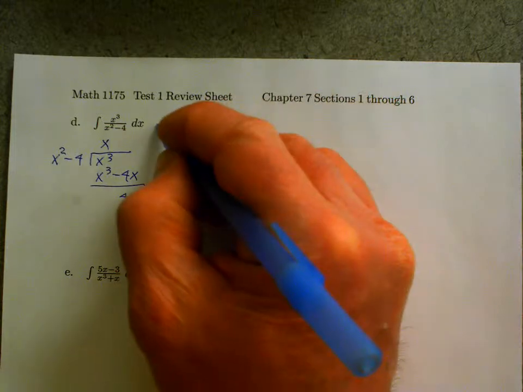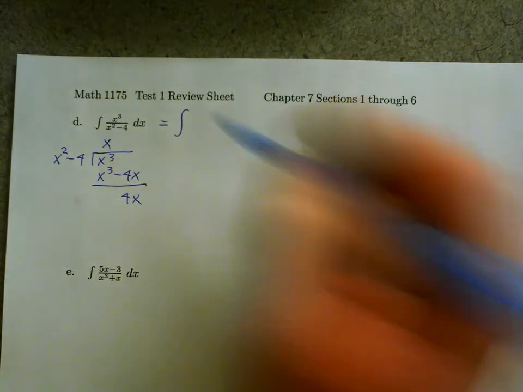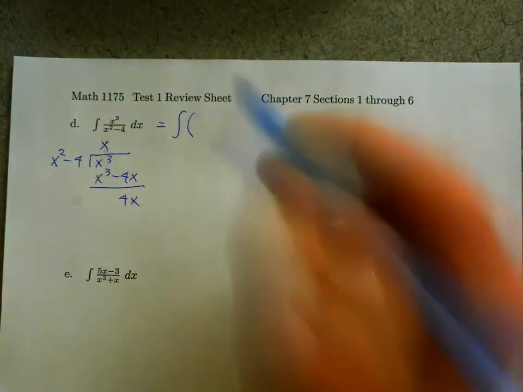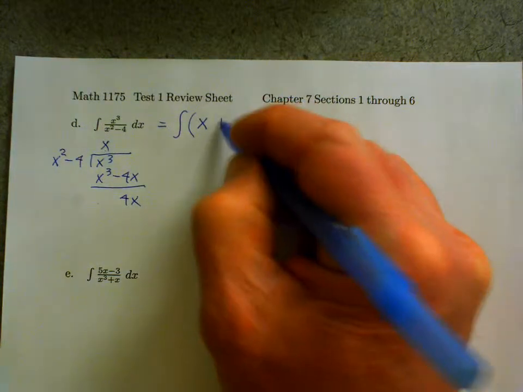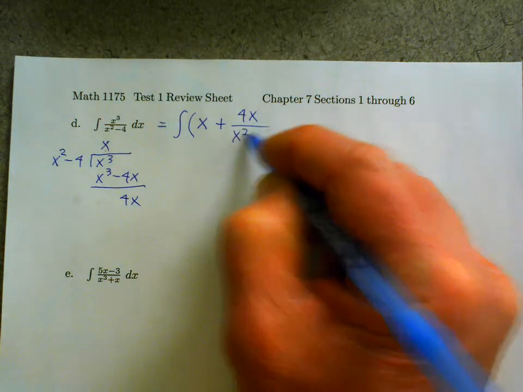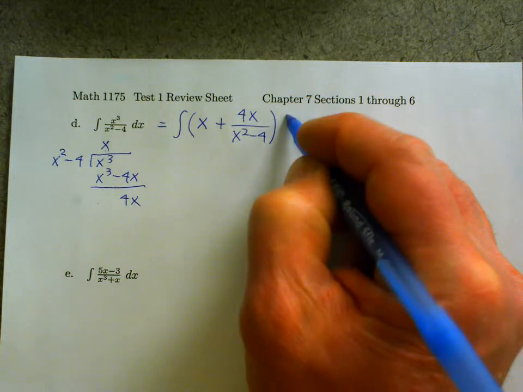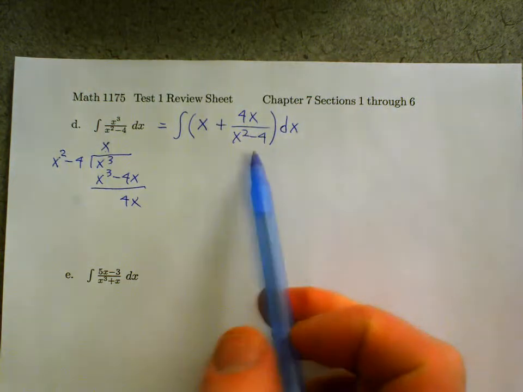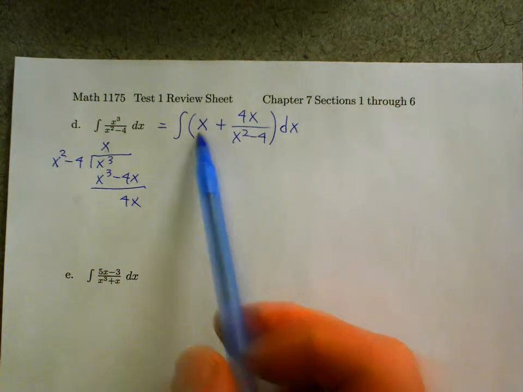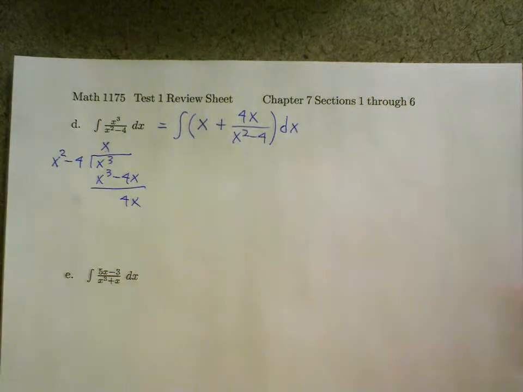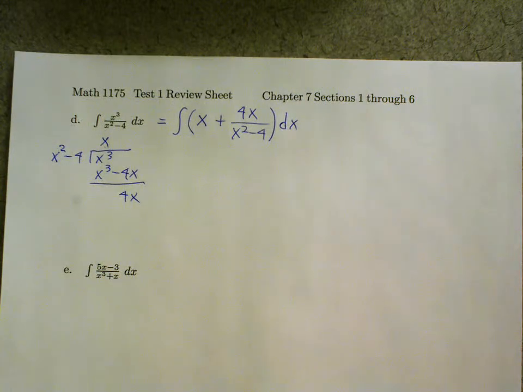Okay, so we can rewrite this as the integral of the quotient we get from long division, which is x, plus the remainder 4x over the divisor x squared minus 4. We all know what the antiderivative of x is, but for the antiderivative of 4x over x squared minus 4, we can proceed in a couple of ways, well, probably 3 ways.